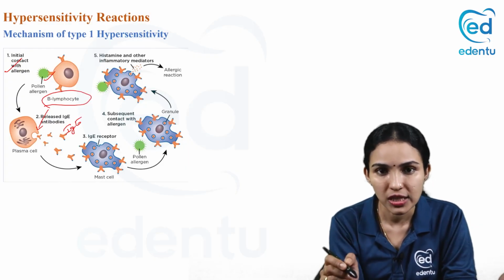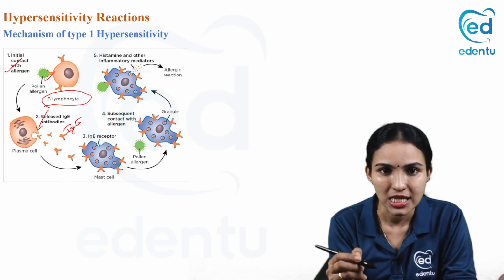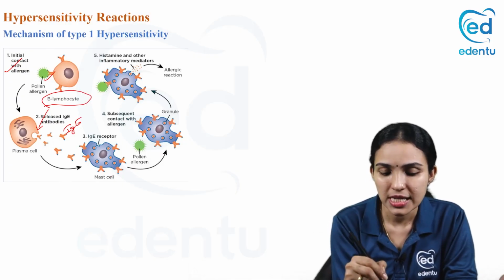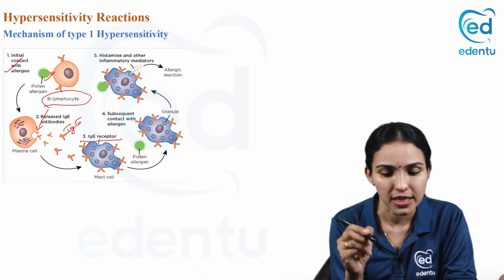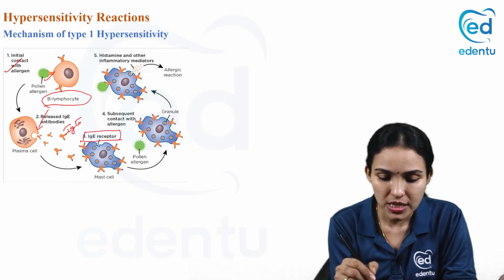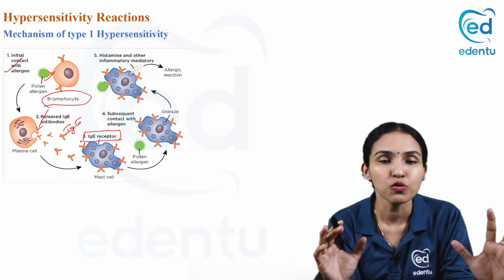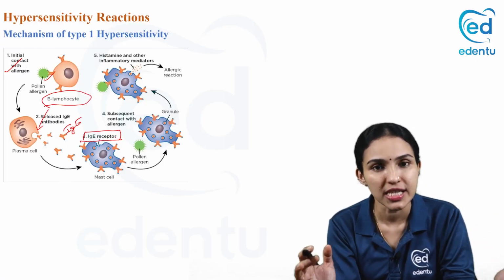What will this IgE do? They will go and bind to the surface of mast cells, because mast cells have receptors for IgE. IgE receptors are present on the surface of mast cells. IgE will bind to these receptors, and they will be waiting readily for exposure to this antigen a second time.